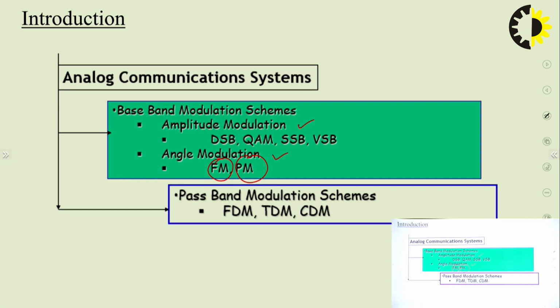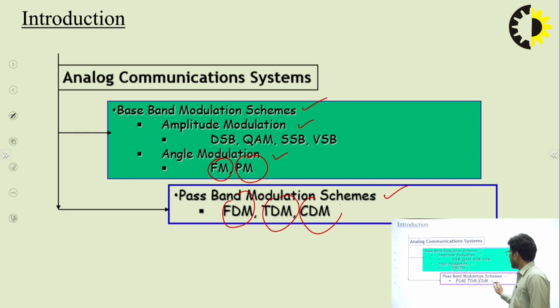All these kinds of amplitude modulation and angle modulation can be characterized in the baseband modulation scheme, as we have mentioned over here. And the second modulation technique in the analog communication system is the passband modulation scheme, where we have FDM, TDM, and CDM, meaning frequency division multiplexing, time division multiplexing, and code division multiplexing. So these are the kinds of modulation we have in the analog communication system based on the baseband modulation scheme, and the second one is the passband modulation scheme.